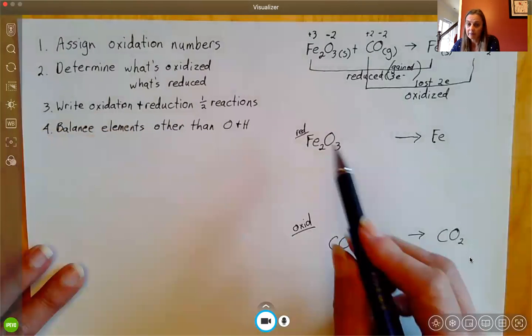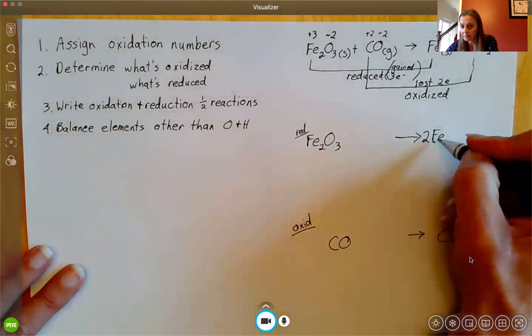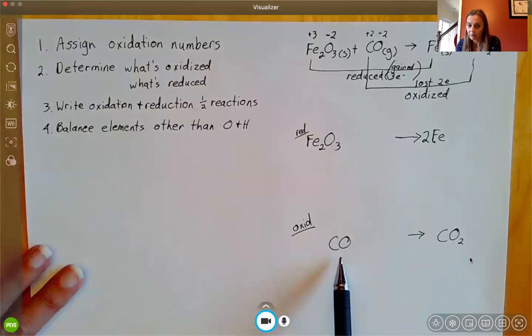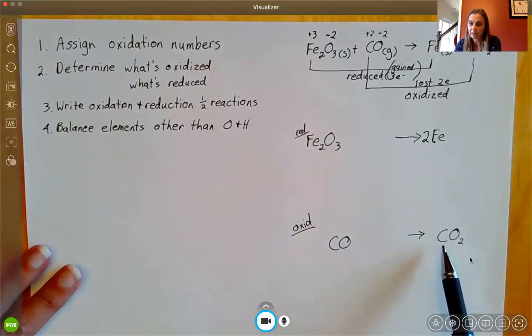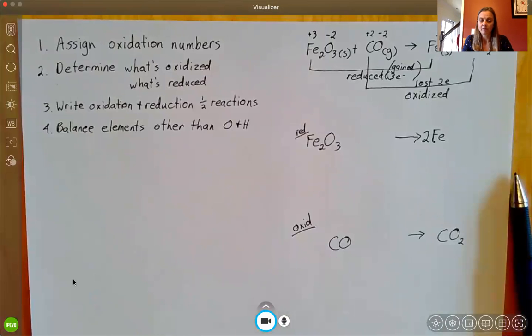So I have 2 irons here. I'm going to put a 2 in front of the iron on this side to balance the iron. I'm not going to worry about the oxygen yet. Here I have one carbon in the reactant side, one carbon on the product side, so I don't need to make any changes.